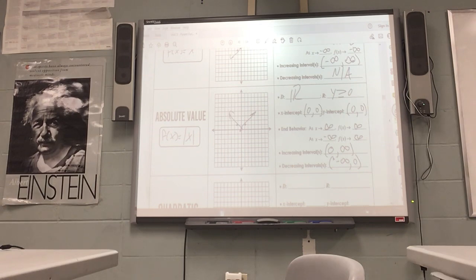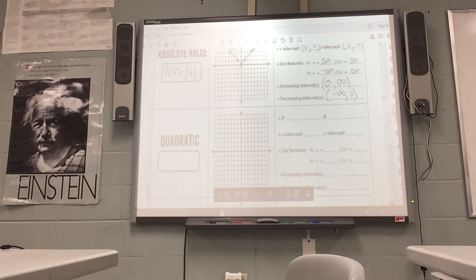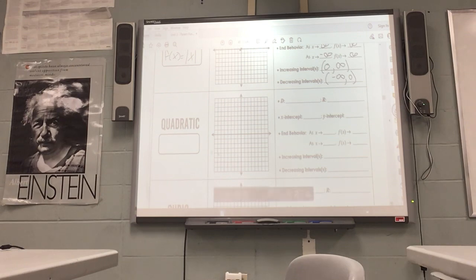Alright, next we got our favorite quadratics. We know the parent function. We wrote it about 5,000 times the last couple of days, haven't we? We know what the graph looks like. The parent function's gonna have the same points as our V, right? But the graph of it should look more like a U. It should not have a point.